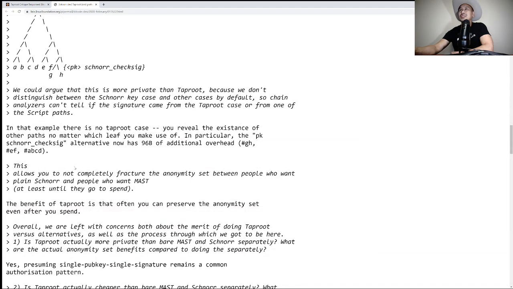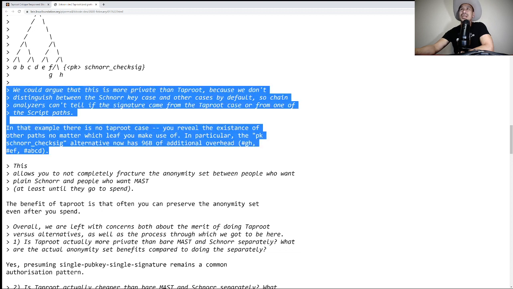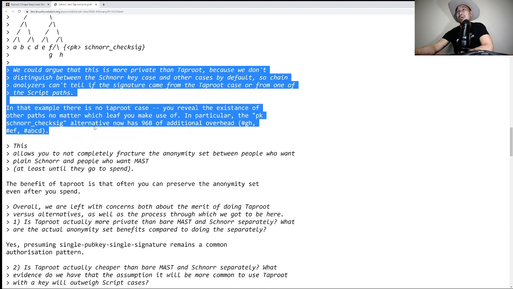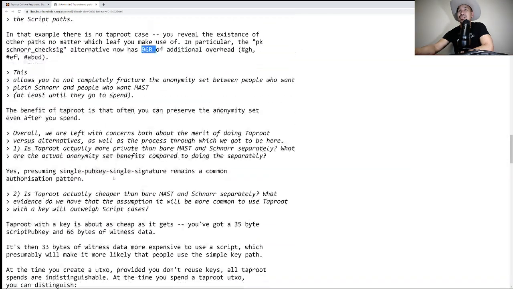We could argue that this is more private than Taproot because we don't distinguish between the schnorr key case and the other cases by default. So chain analyzers can't tell if the signature came from the Taproot case or from one of the script paths. In that example, there is no Taproot case. You reveal the existence of other paths no matter which leaf you make use of. In particular, the pub key schnorr checksig alternative now has 96 bytes of additional overhead. So basically, you're not getting much of the benefits that the group is outlining in this scenario while you're paying some of the costs, which is 96 bytes of additional overhead.